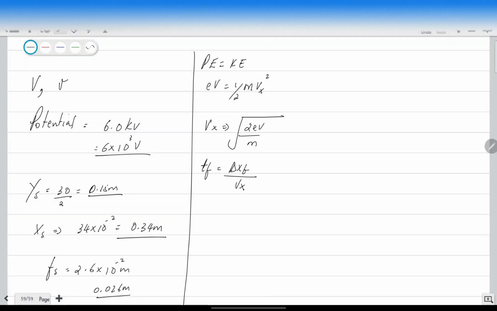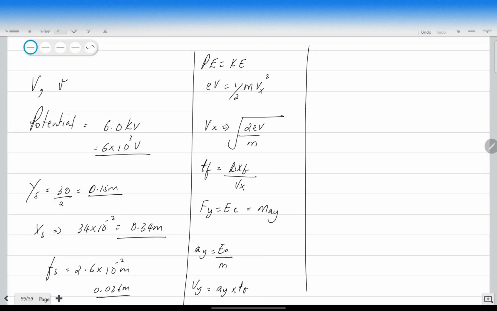So force in y direction will be equal to eE of the electron, which means eE of electron will be equal to m a_y, the acceleration in the y direction. So therefore acceleration in the y direction will be equal to eE over m. So substitute the values then, because again from the equation of motion, Vy equals ay multiplied by tf.